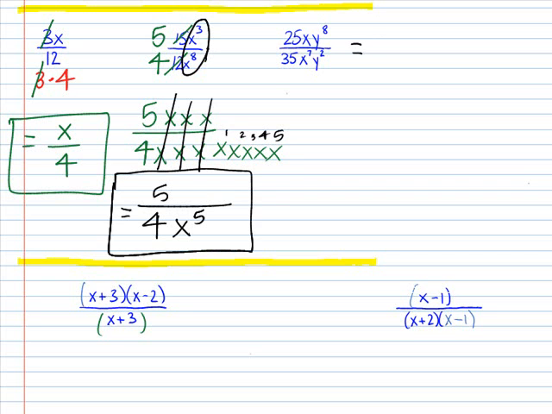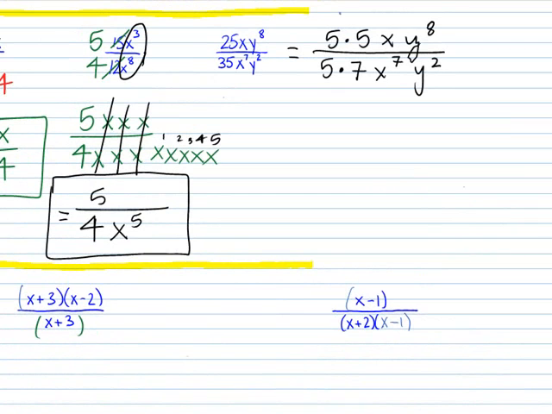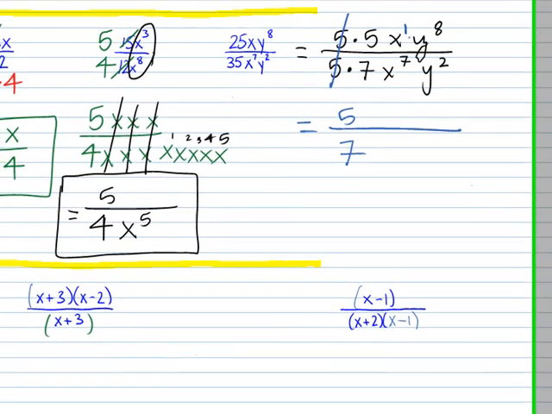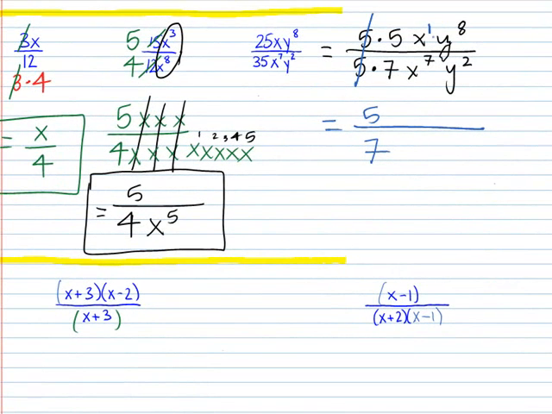For the last example, 25 is the same thing as 5 times 5, xy to the 8th. And then in the denominator, 35 is the same thing as 5 times 7, x to the 7th and y squared. So as we look for common factors, we can see that the 5's can cancel because there's multiplication. So we would be left with just 5 sevenths. When we look at the x's, we have x to the 1 on top. So that means 1 x can cancel from both the numerator and the denominator. There would be none left on the top, but 6 of them left on the bottom. So we could write that as x to the 6th.